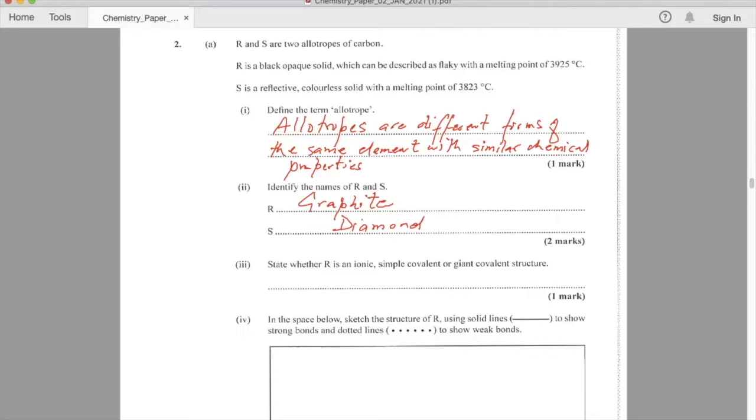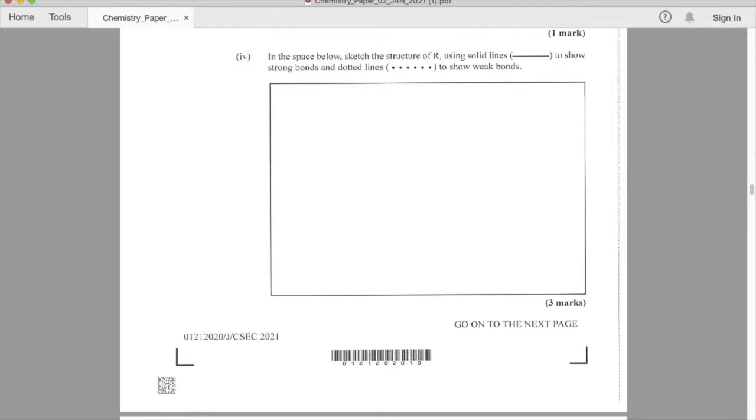And then we have: state whether R is an ionic, simple covalent, or giant covalent structure. Now, allotropes of carbon, we know that definitely graphite, diamond, we would have a giant covalent structure. And there we would have gotten 4 marks. In the space below, sketch the structure of R using solid lines to show strong bonds and dotted lines to show weak bonds. So we want to sketch the structure of graphite, and this is one of my favorite things to do. If you're not careful, you can just go on and on doing this.